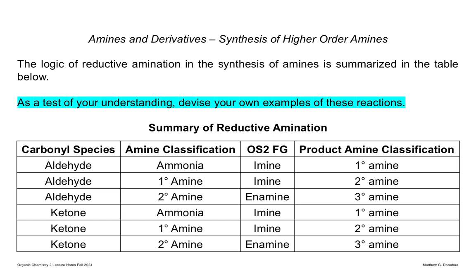So in this table here, it's showing you what carbonyl species you can start with, aldehyde or ketone, the class of amine that you start with, ammonia, primary or secondary, what the condensation product is, imine or enamine, and then after you do the reductive amination, what you're ending up with. So ammonia will form a primary amine. A primary amine leads to a secondary leads to a tertiary. That's the logic.